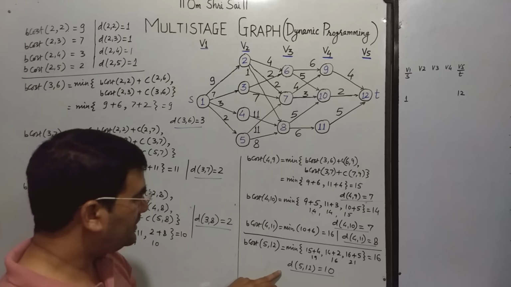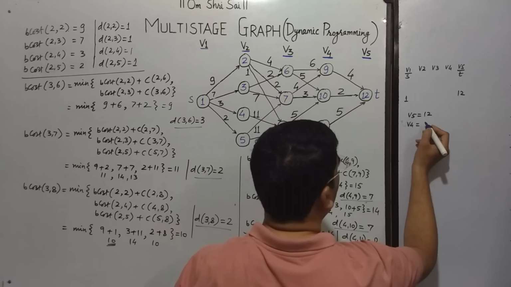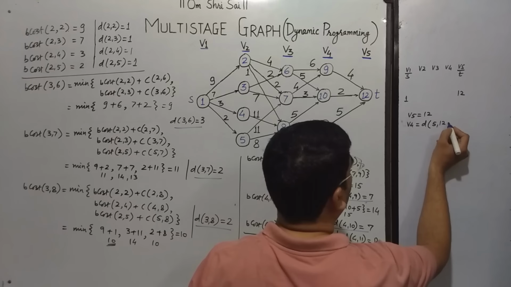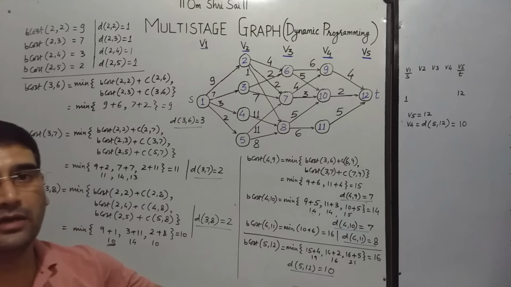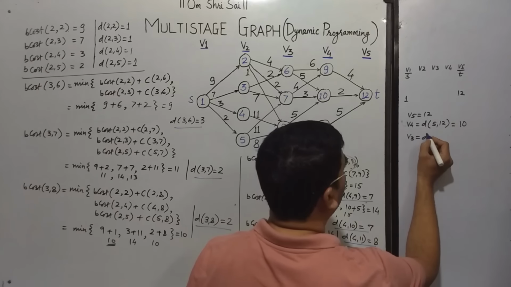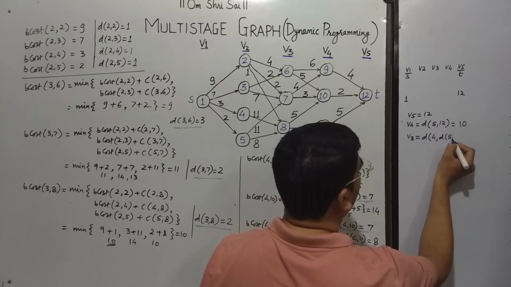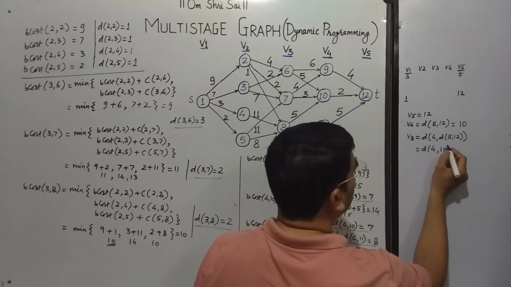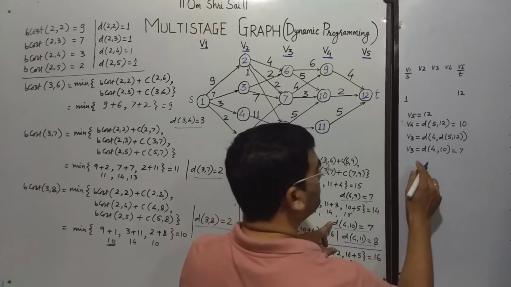To calculate the path, start from this one. V5 is equal to 12. Now V4 is equal to D of 5, 12. This is the way to write. And D of 5, 12 is 10. Means V4 will be 10. Now we'll move to the previous stage, that is V3. V3 will be D of 4, comma, the last stage, that is D of 5, comma, 12. D of 4, D of 5, 12, that is 10. D of 4, 10 is actually 7. So V3 comes out to be 7.